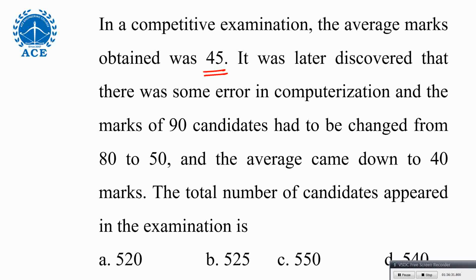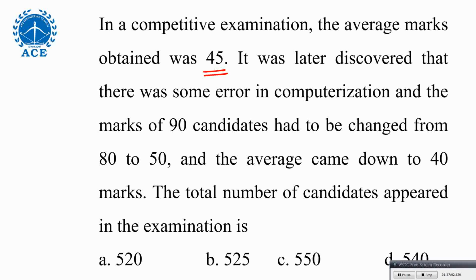This is an excellent question, and as an engineer, if there is some error you need to rectify it. Initially, how many people are there? They didn't mention. That's what you need to calculate. The average marks is 45, but there is some error. For 90 candidates, marks should be changed from 80 to 50. Because of that, the overall average comes down to 40.